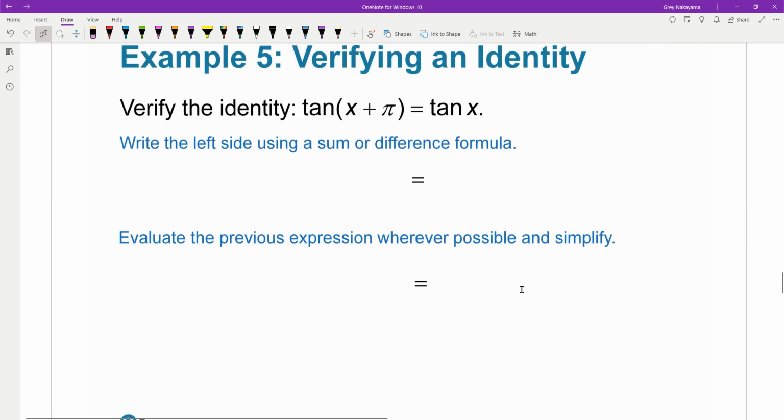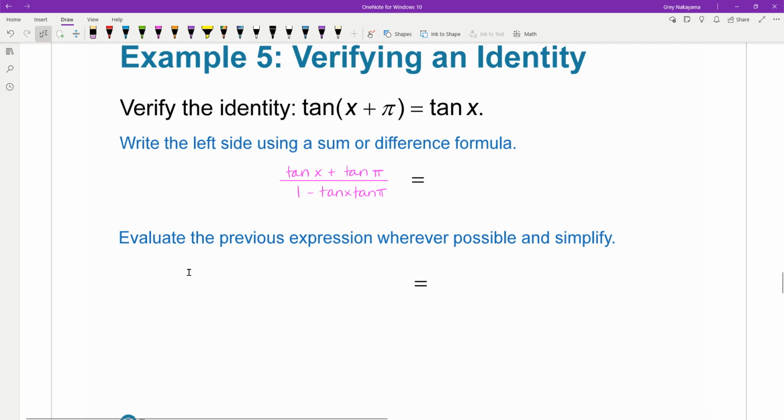Okay, another identity. Write the left side using a sum or difference formula. So I'm going to apply the tangent formula. Applying the tangent formula means I kind of distribute, but I'm not really distributing. So I'm going to have on top, tangent of x plus the tangent of pi, over 1 minus tan x tan pi. Okay?